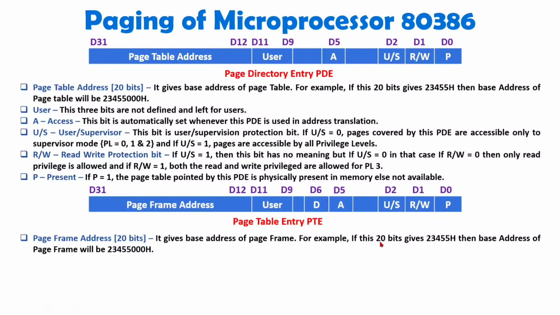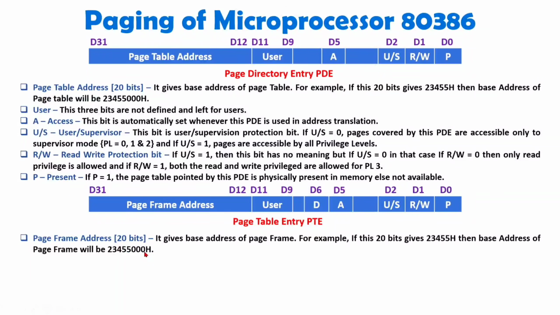So for example, if the 20 bits are given as 23455 hex, right, then by padding the last 12 bits as 0, we can have the base address of the given page frame. So here you see the page frame address will be 23455 and 3 zeros are padded over here in terms of hex; in terms of bits, a total of 12 bits are padded, right?